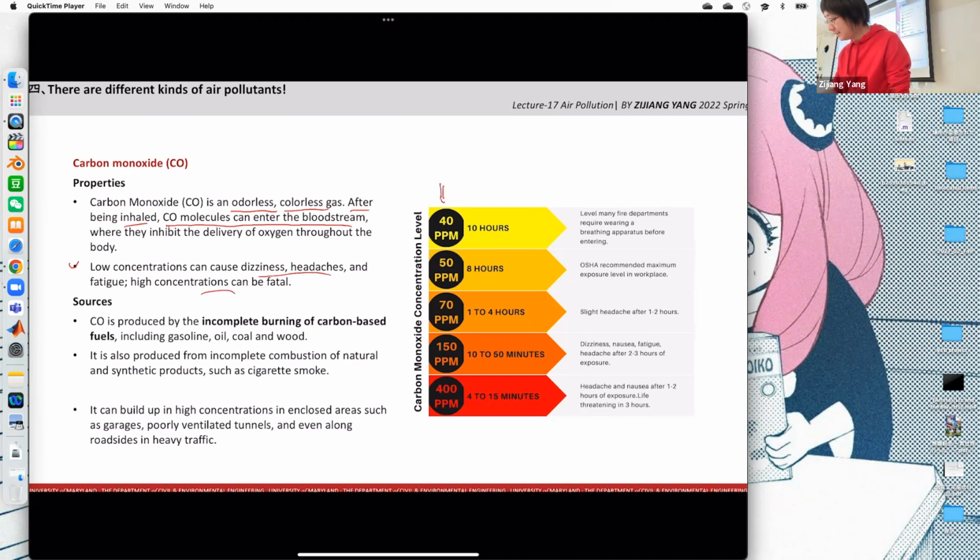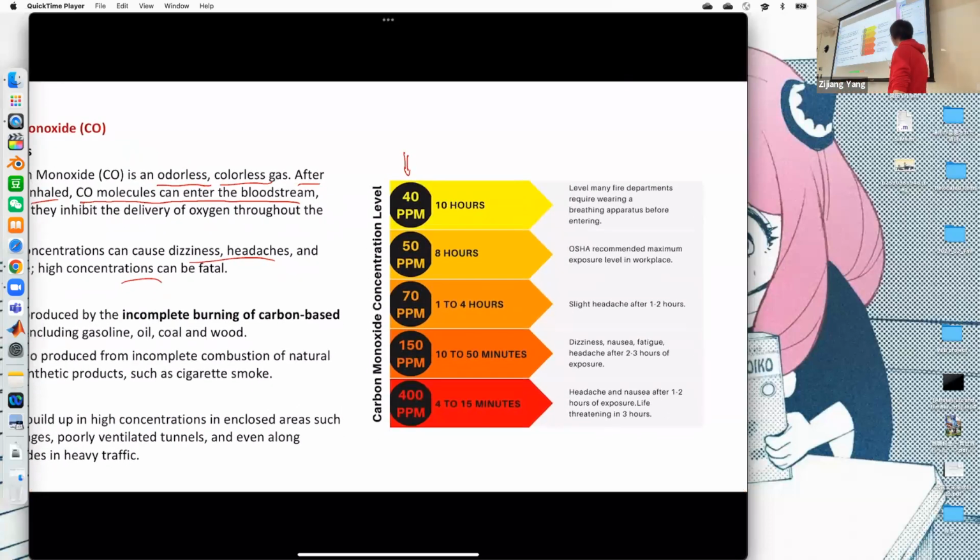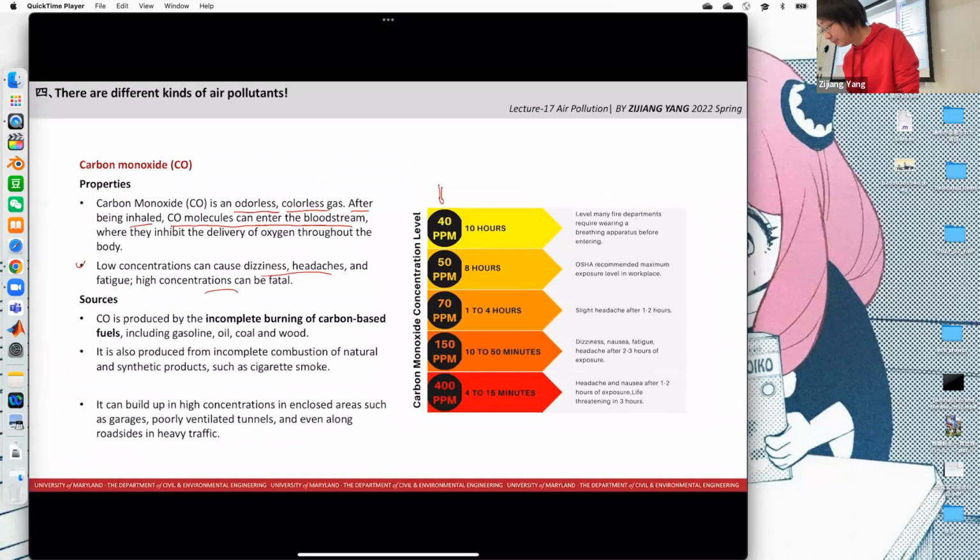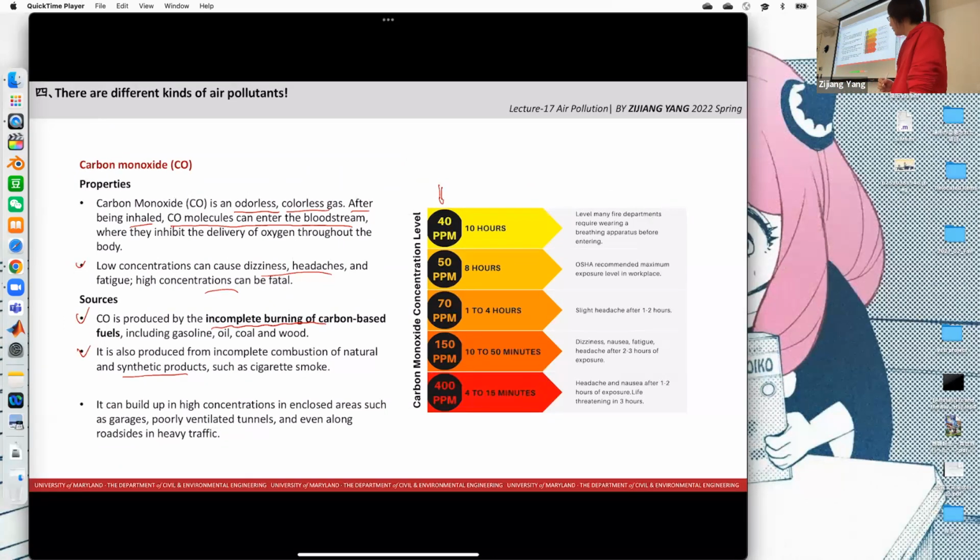So on the right side, there is a table of the adverse effects of carbon monoxide at different concentrations and at different exposure times. And the source is that this is produced by incomplete burning of carbon-based fuels. So if we lack oxygen, it is very possible to form carbon monoxide. It is also produced from incomplete combustion of natural and synthetic products, like cigarette smoke. So smoking is not healthy.